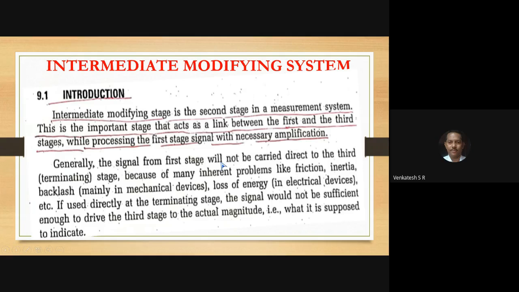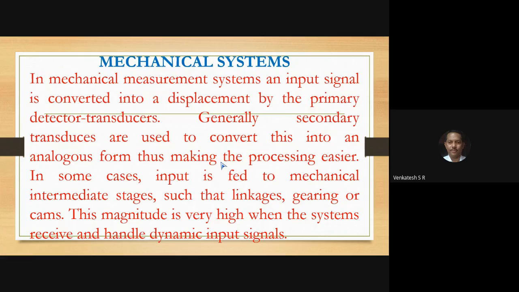Next, come to the mechanical system. A good example for a mechanical system, an intermediate modifying system, is the linkages or gear system, gear train, or spring. For example, 10 rotations of the shaft are amplified into 1000 RPM. For that, you can use the gearbox or gearing system to improve the rotation of the shaft by 1000 times. That is 10 into 10, 10 into 1000, or 10 into 100.